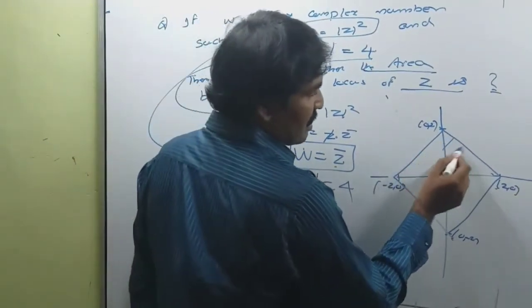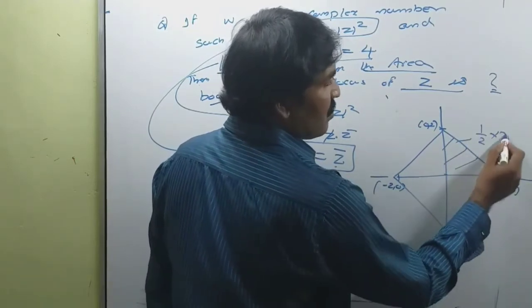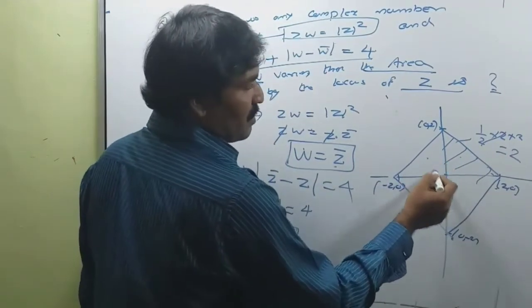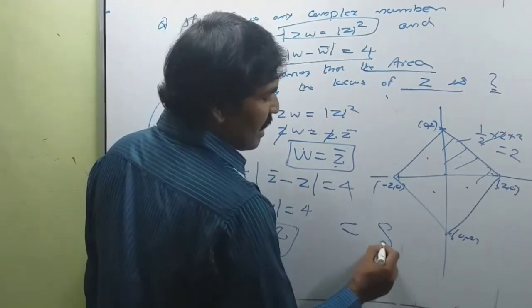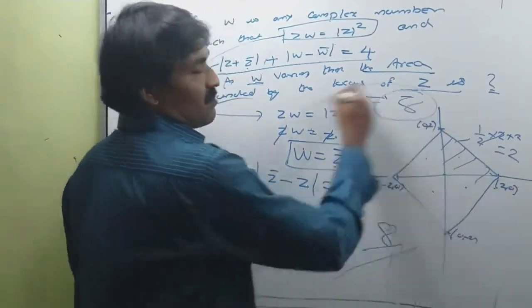The area of this portion, area of one portion, is equal to 1/2 into base into height. That is equal to 2. So total area is equal to 2 plus 2 plus 2 plus 2. That is equal to 8. So area is equal to 8.